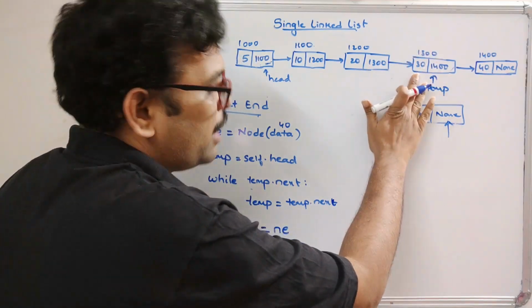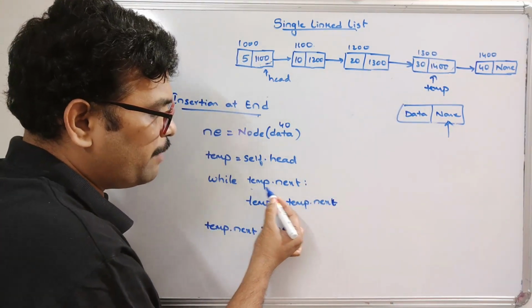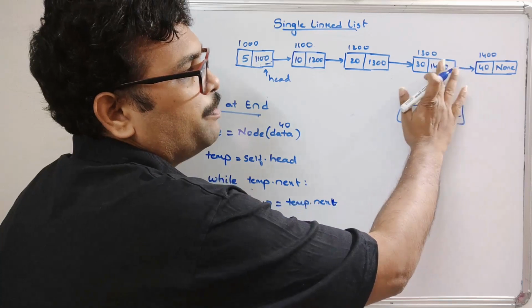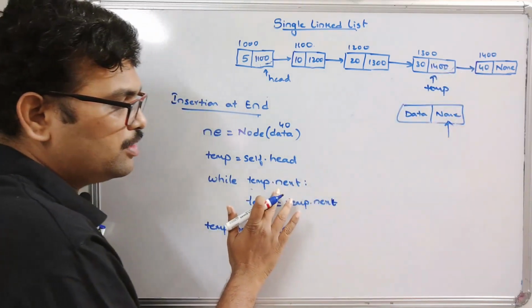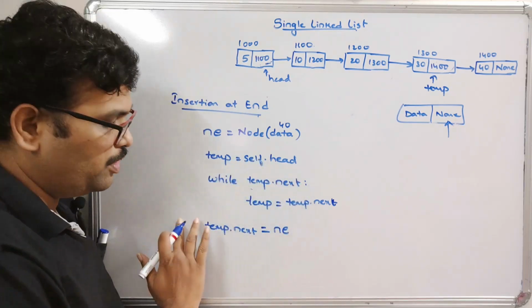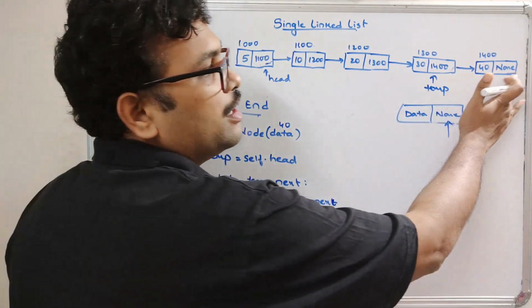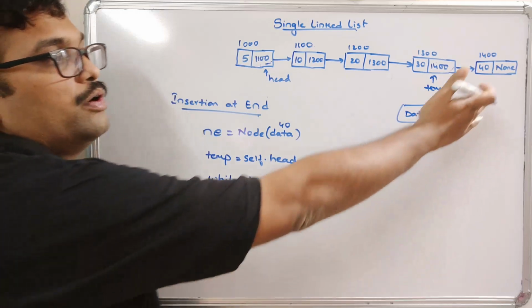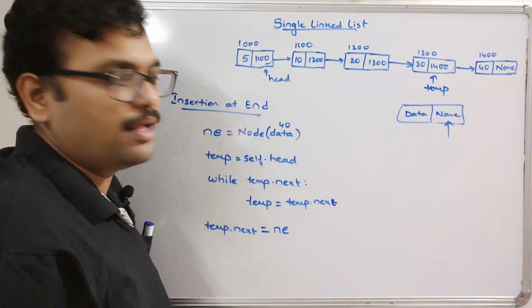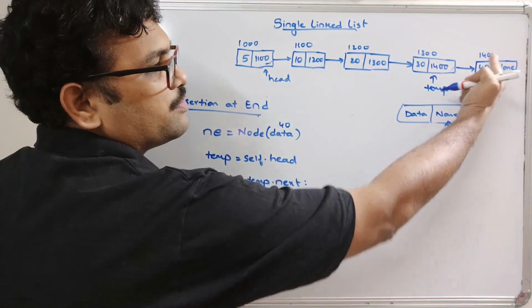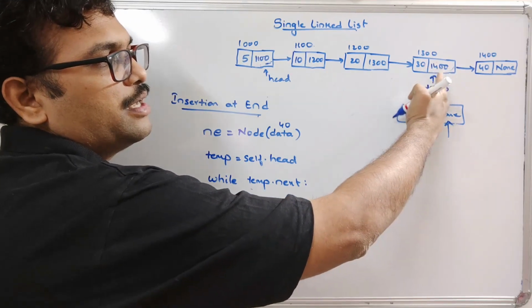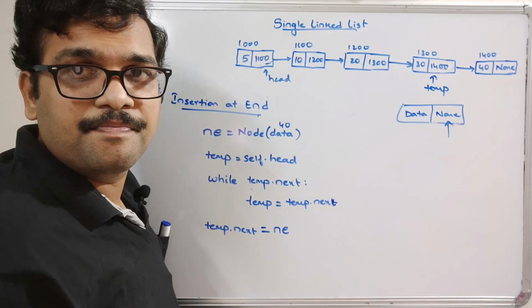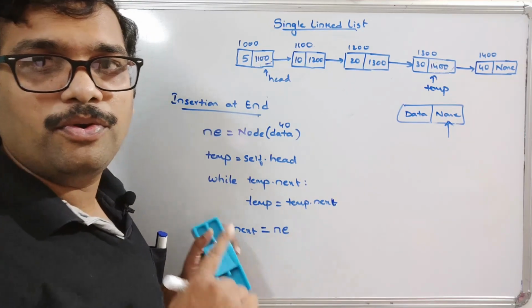Whenever it reaches the last element, you can observe temp dot next is none here. Before establishing the connection, the next of the last element is none, so automatically the control will come out of the loop. Now temp dot next will be the new node which is to be inserted at the end. So automatically the 1400 address will be stored in the last element's dot next. Hope you understood this one.